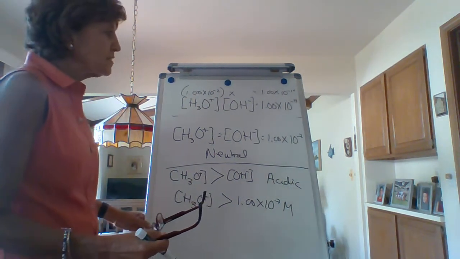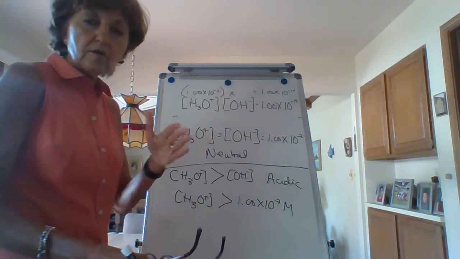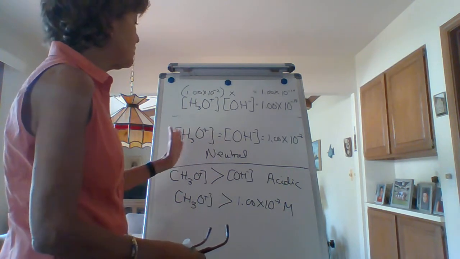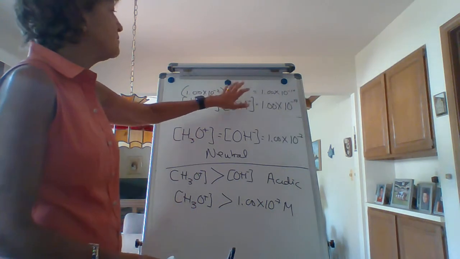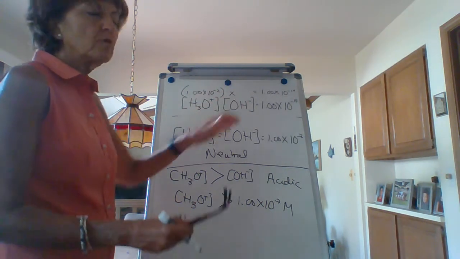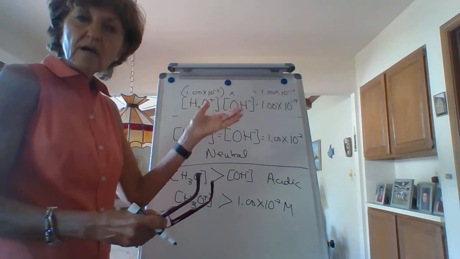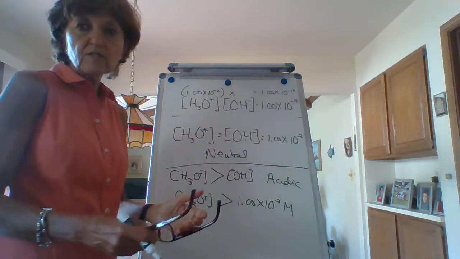Why is 1 times 10 to the minus 7 the neutral? Because it's the only time when they are exactly the same. 1 times 10 to the minus 7 times 1 times 10 to the minus 7, all you do is add the exponents, and minus 7 and minus 7 is minus 14.